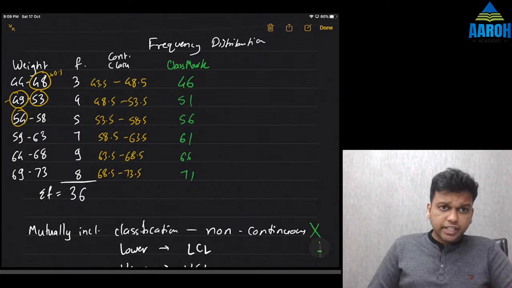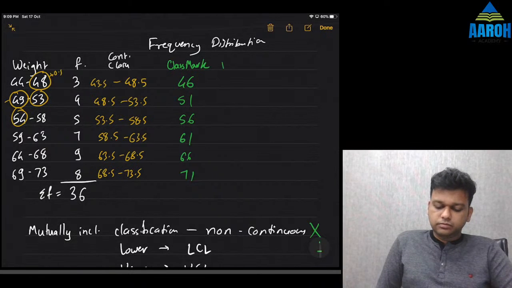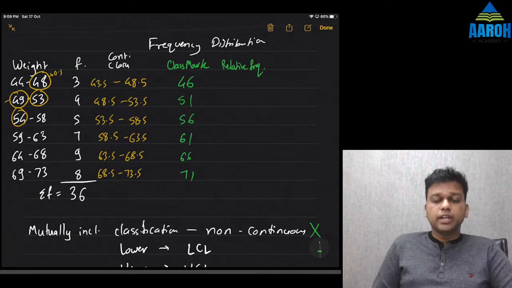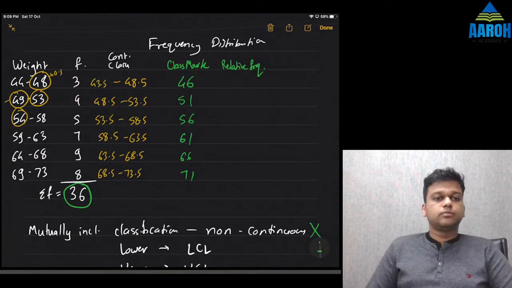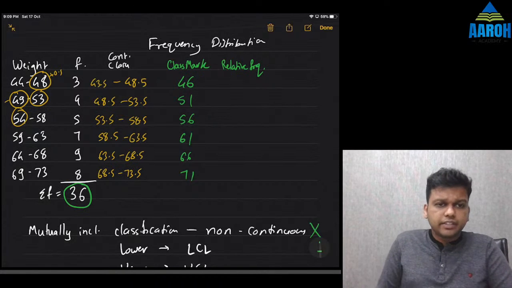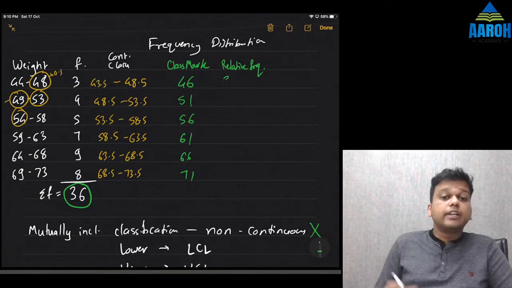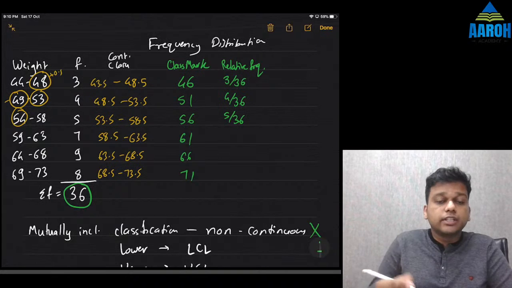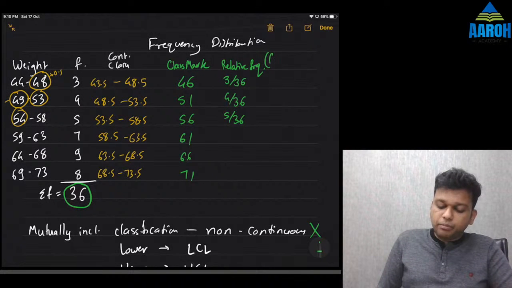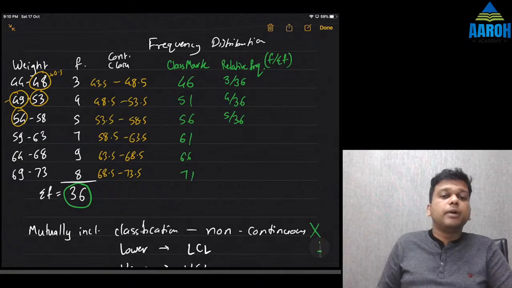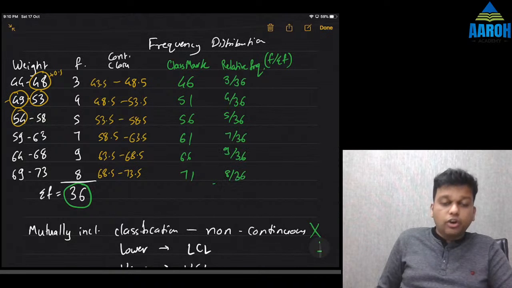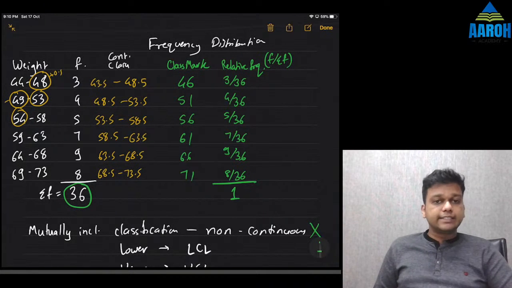Then one more thing which we can calculate is relative frequency. Relative frequency means what? Understand. Total is 36. So we say that the first class's frequency is 3 by 36, a relative frequency. For the second class, relative frequency is 4 by 36. For the third class, 5 by 36 and so on. That is called relative frequency. In other words, it is f upon summation f: frequency of that class divided by total of frequencies, 7 by 36, 9 by 36 and 8 by 36. Ideally the total should be 1, 36 by 36, right?